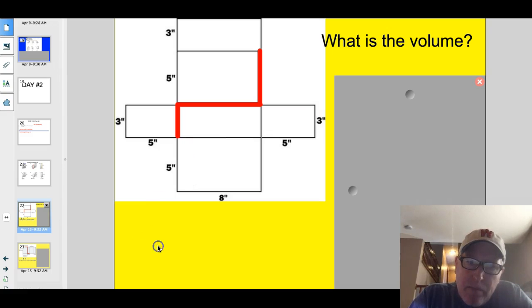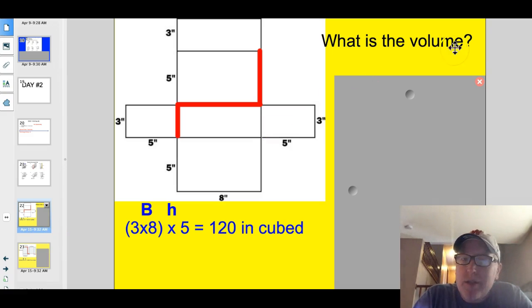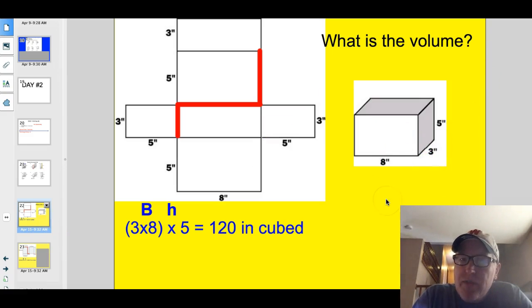So my base is going to be 3 times 8, this one right here. And then I just find the third measurement. It's usually perpendicular like that. When the net is laid out, it doesn't have to be, but in this case it is, and that measurement is 5. So here's my base, 3 times 8, or 24. Multiply that times 5, and I'm going to get 120. Yeah, now you know why it's called a yeah-but. It'd be much simpler if I just gave you that same box like this, correct? Okay, let's take a look at another one.